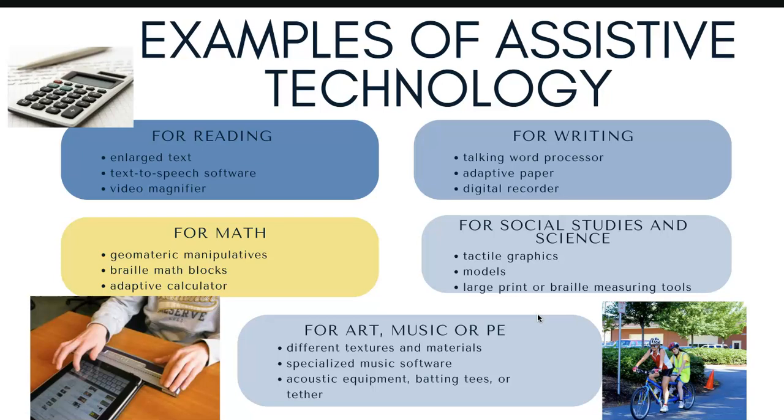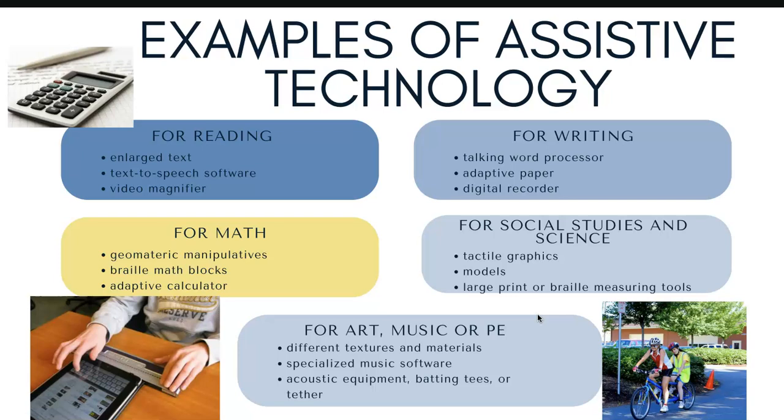For math, we have a few here. Geometric manipulatives are 3D models, 3D shapes, things like that that you would work with your hands instead of looking at something. So again, this would help students who are visually impaired. Then Braille math blocks, and adaptive calculators. Adaptive calculators could be just a calculator that has bigger buttons on it, has Braille on it, just things like that, to make it more accessible.